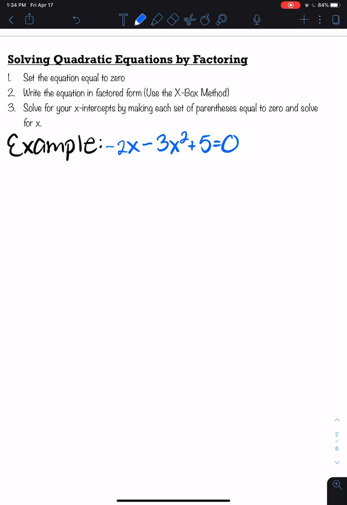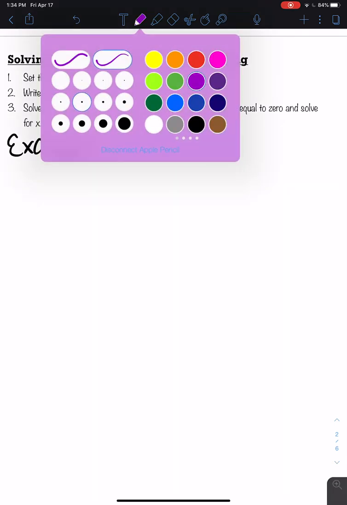So for this example, our steps are still the same. I need to make sure that my equation is equal to 0 and then write it in factored form. So looking at this, my equation is equal to 0, which is great. I can skip that step and immediately start factoring it.